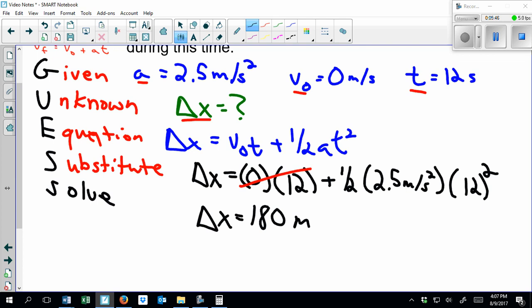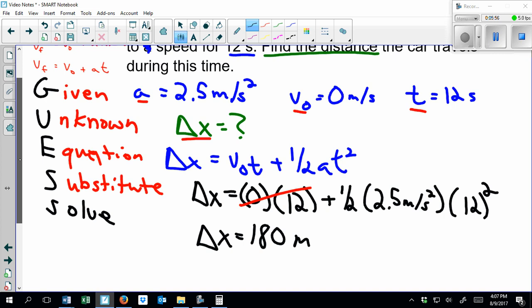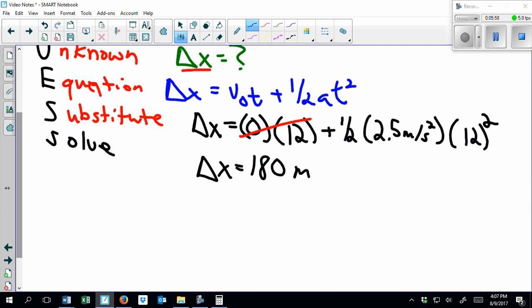And because this is a distance, we don't actually need to give a direction. It didn't tell us what direction that acceleration was in, so we don't actually have a direction here. This is actually a scalar value, but if you wanted to make it more of a vector, you could say in the positive direction, because that acceleration was positive.